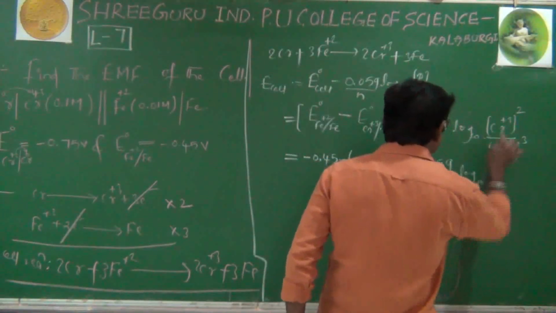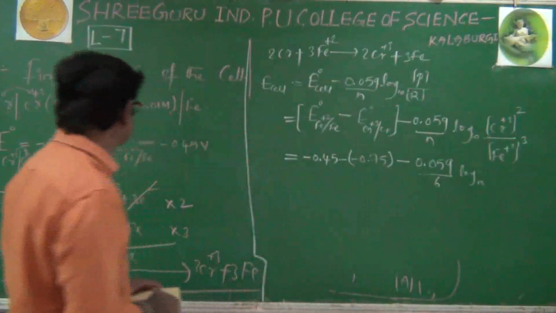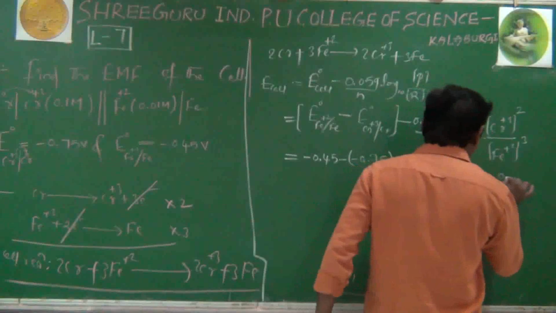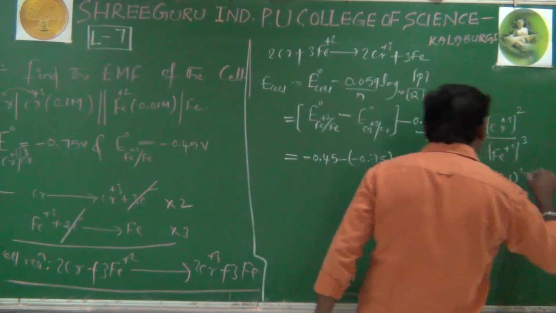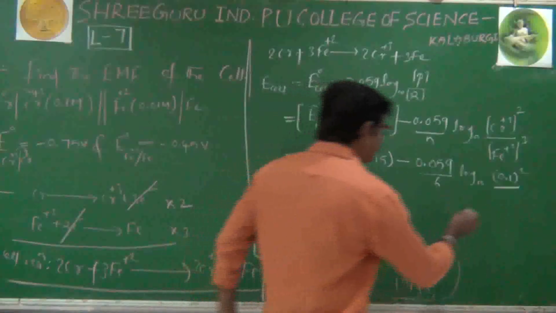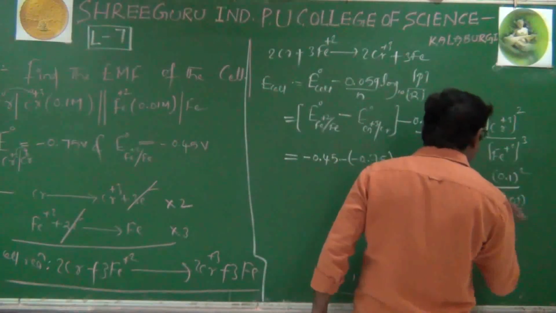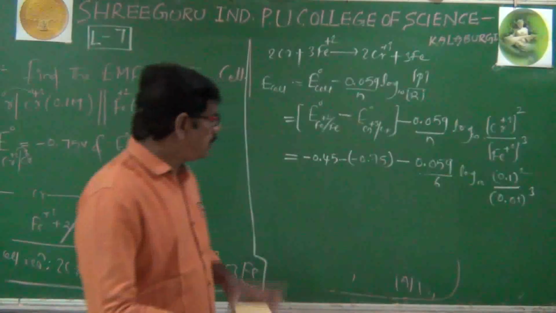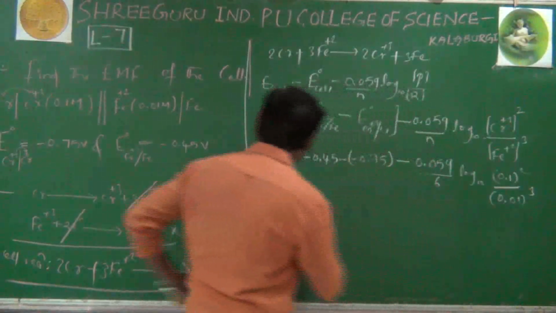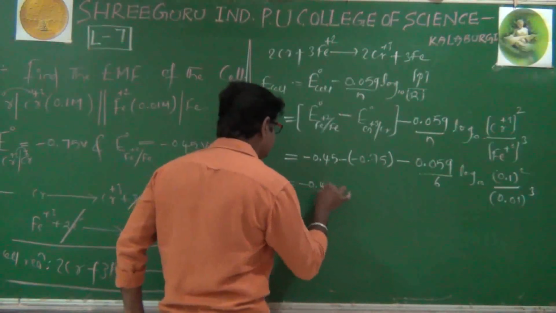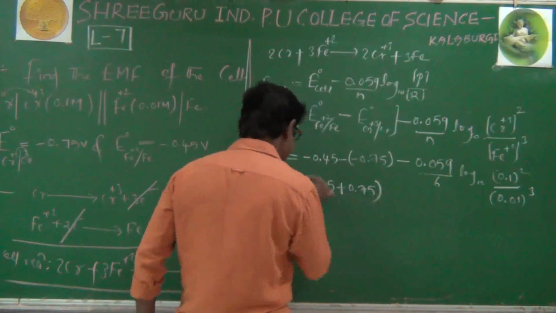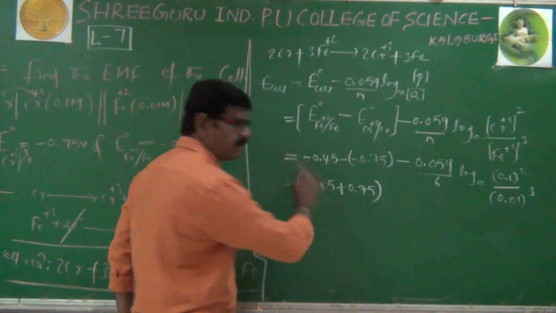Log base 10 of the Cr+3 concentration. Cr+3 concentration is 0.1 capital M. That's why we will write 0.1 whole square, divided by the Fe+2 concentration, which is 0.01, 0.01 whole cube. That's all. Now all the values we have substituted. Now we have to calculate it. That is equal to minus 0.45 minus into minus plus 0.75. It is the E naught cell value.